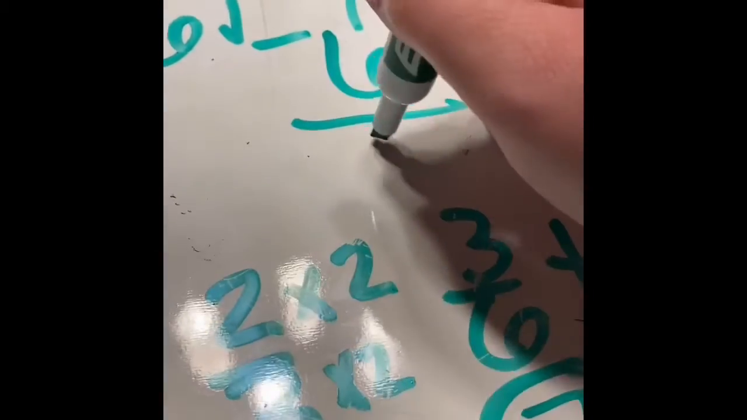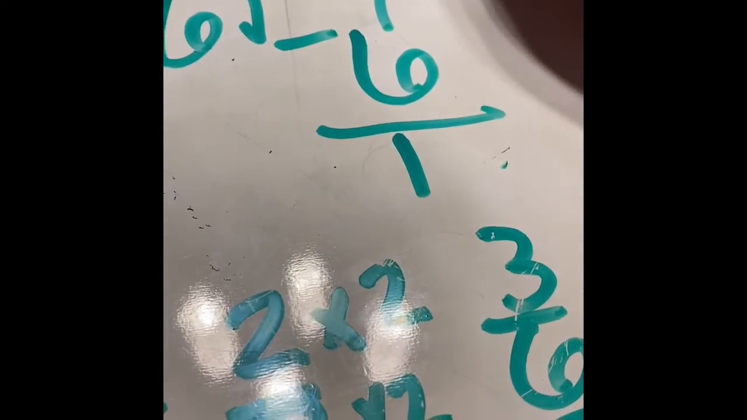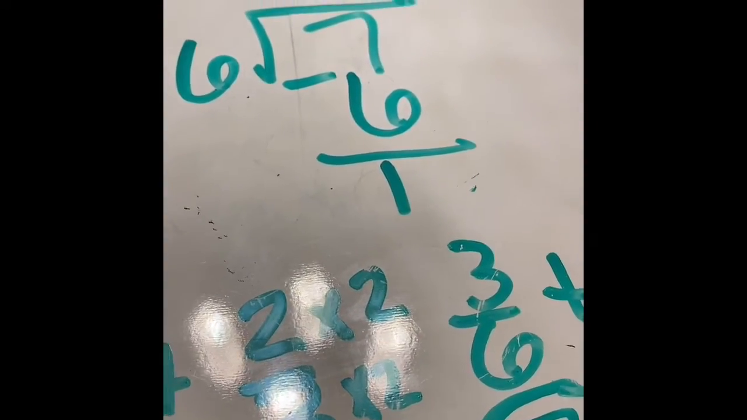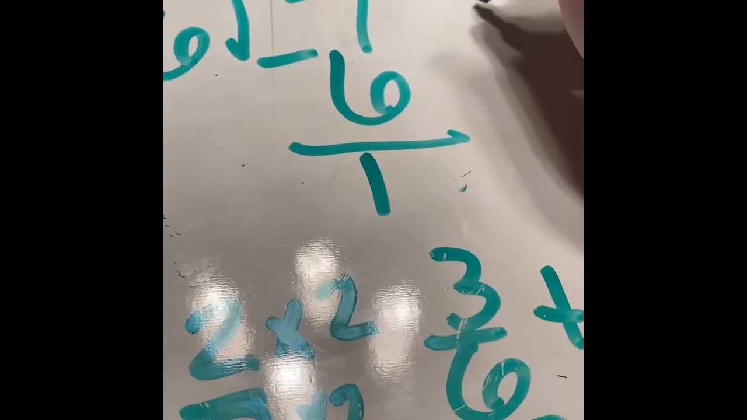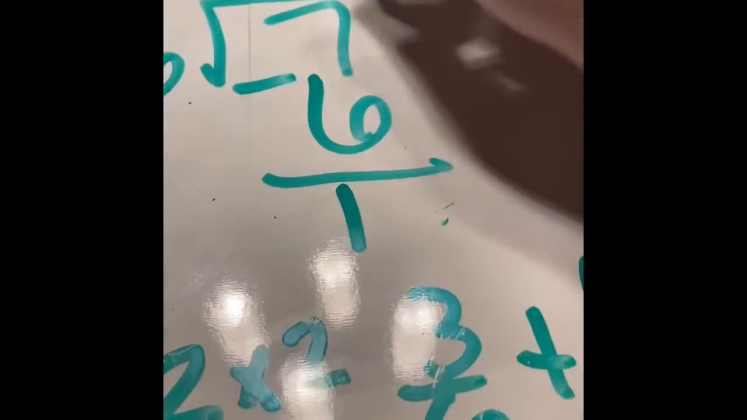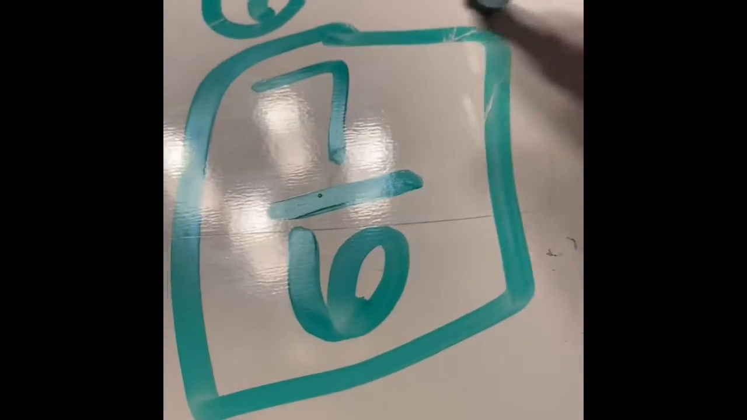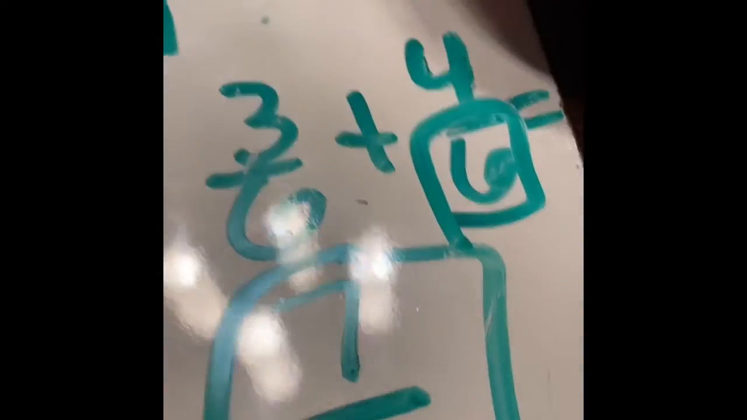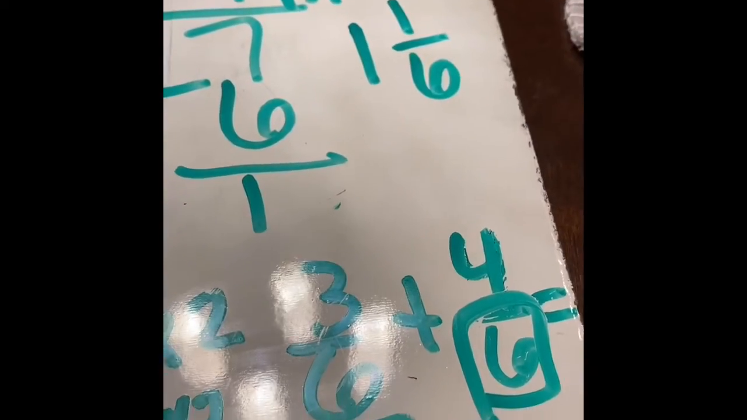Improper fraction, I need to divide. 6 can divide into 7 one time. 1 times 6 is 6. 7 minus 6 is 1. So I have a remainder of 1. So my answer to 3/6 plus 4/6 would be 1. And my remainder I take as my numerator, and my denominator stays the same, 1 and 1/6.